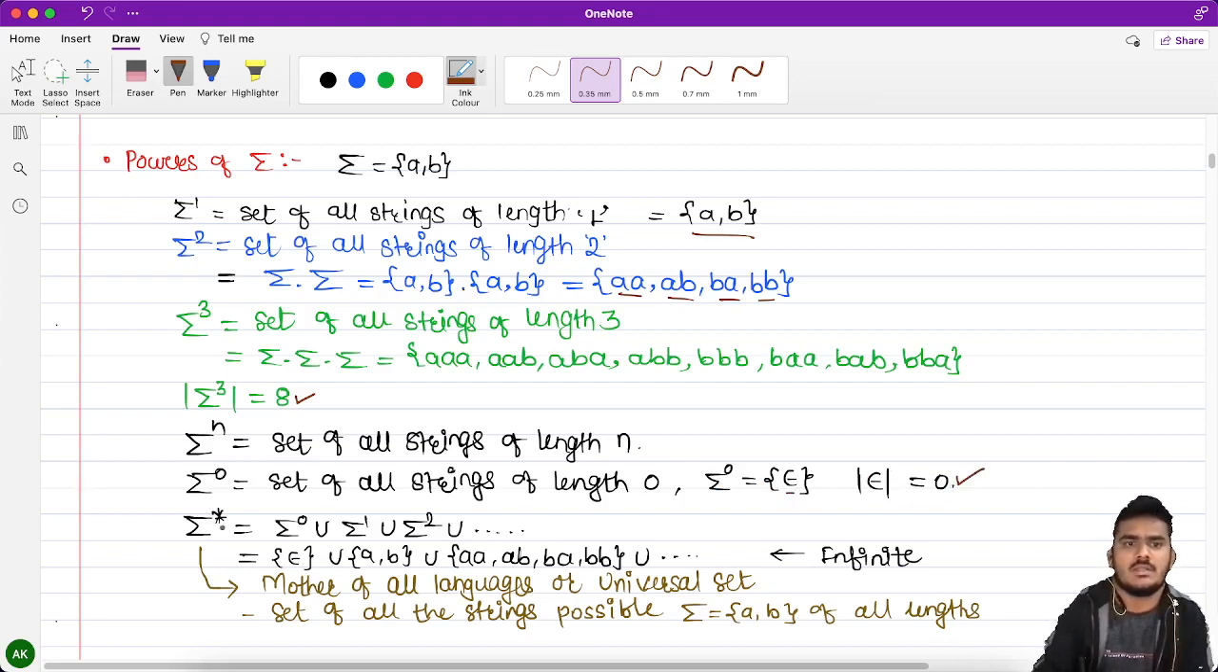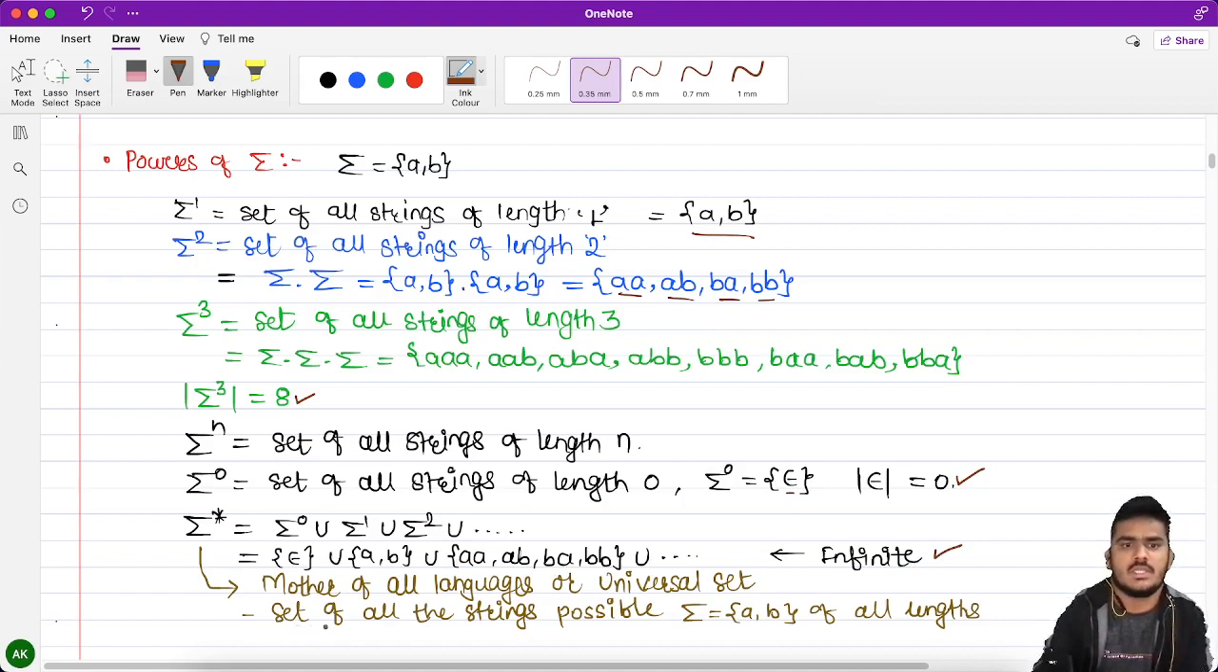Okay. Then sigma power star, or we can call it sigma closure. It is the mother of all the languages, or we can say the universal set, because it is the union of all the strings, all the length strings possible over the alphabet A, B. Like sigma power 0 union with sigma power 1 union with sigma power 2 and so on. So this is the mother of all the languages, because this is infinite in length.